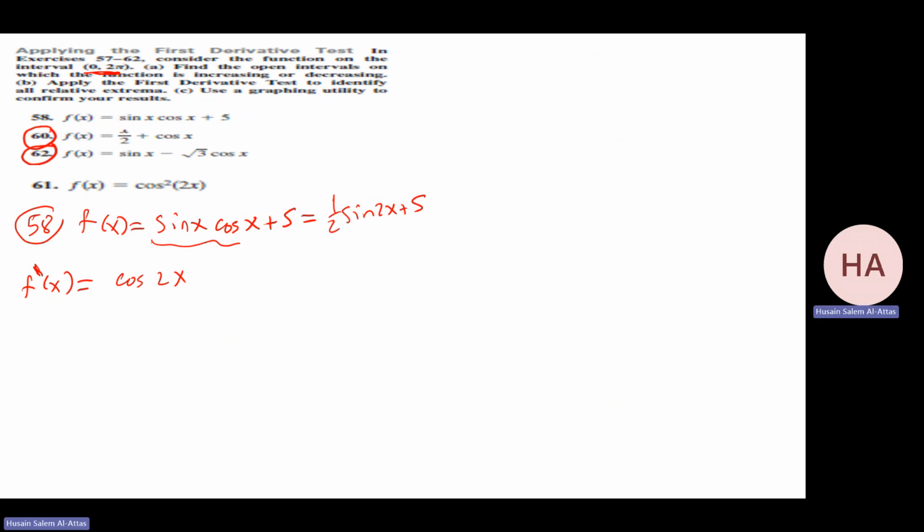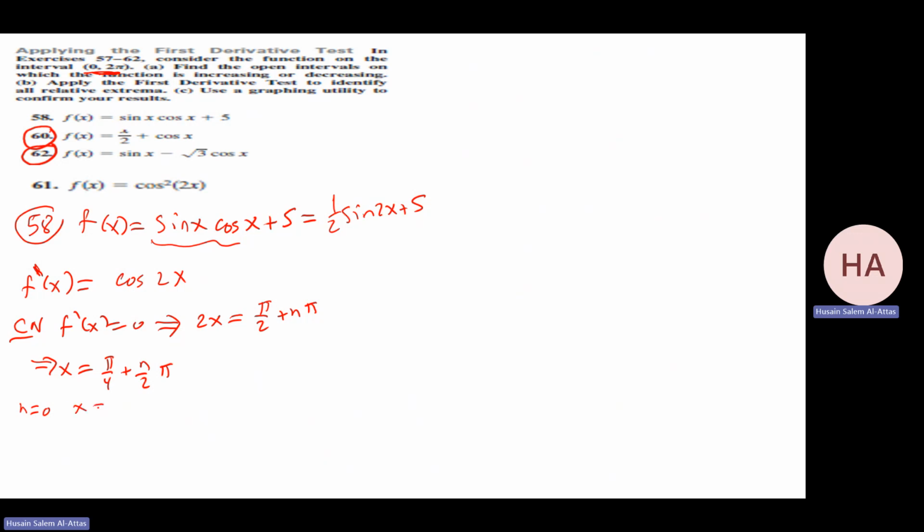That's it. So when cosine 2x equals 0, critical numbers, I need f prime equals 0. Then you have what? 2x equals pi over 2 plus n pi. Okay. So x will be what? Pi over 4 plus n over 2 pi. So don't forget, I want 0 to 2 pi. Now, if n is negative, I'll have a problem. It will be a negative value. x will be negative, so I will ignore it.